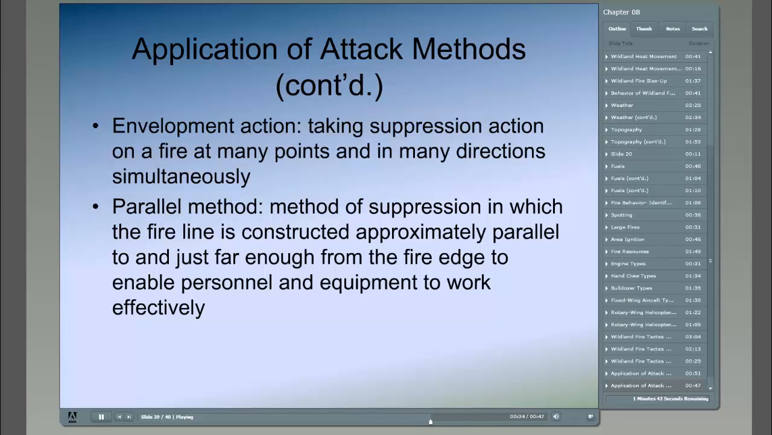Another method of attack is the parallel method. This method of suppression is one in which a fire line is constructed approximately parallel to and just far enough from the fire's edge to enable personnel and equipment to work effectively.